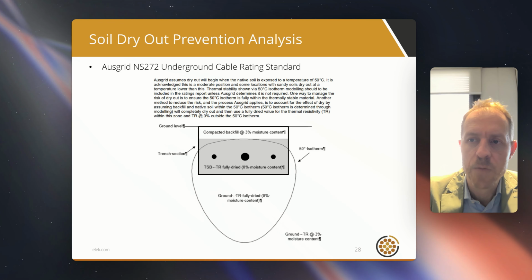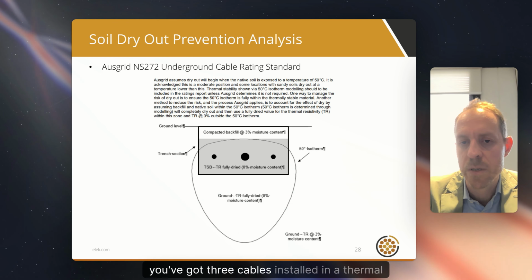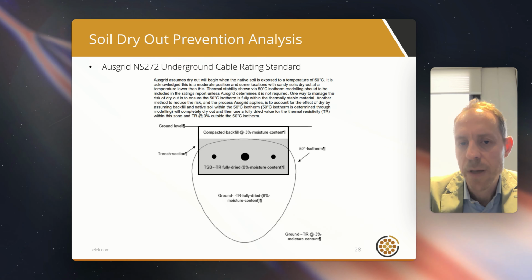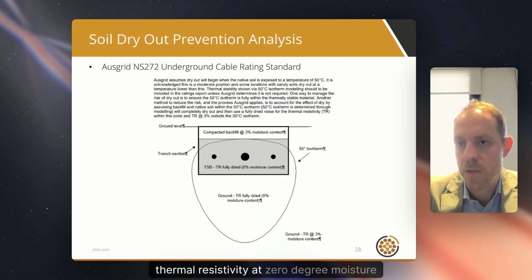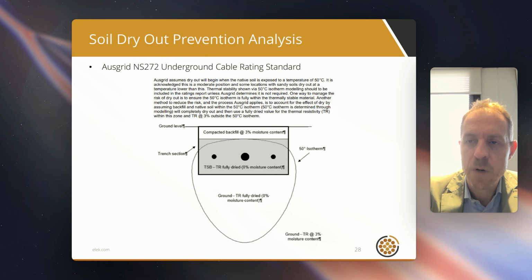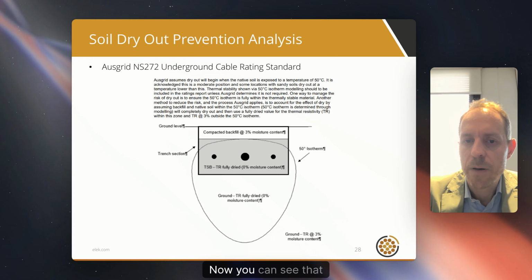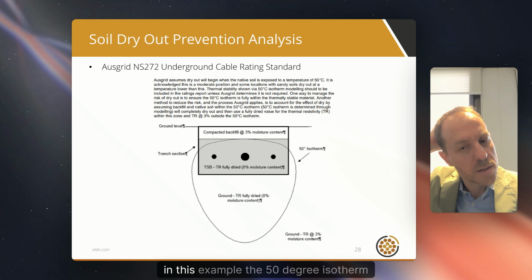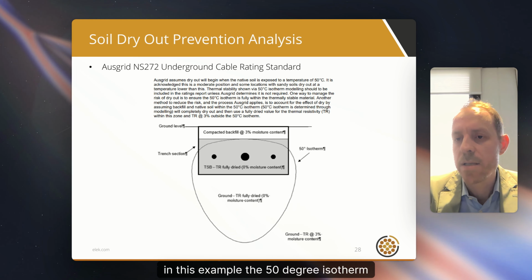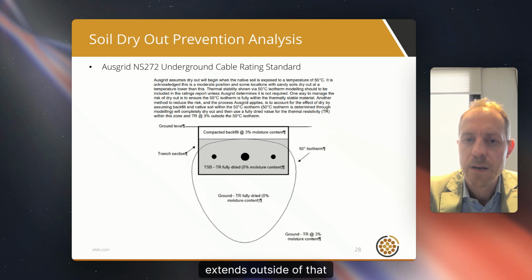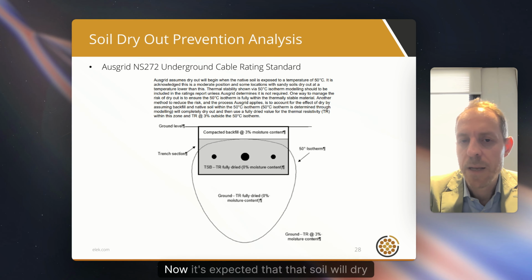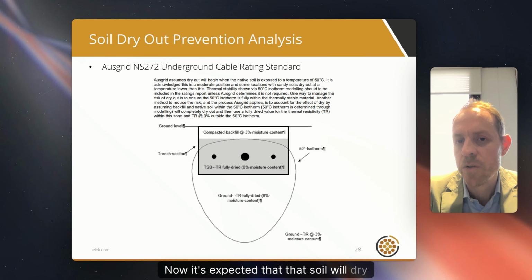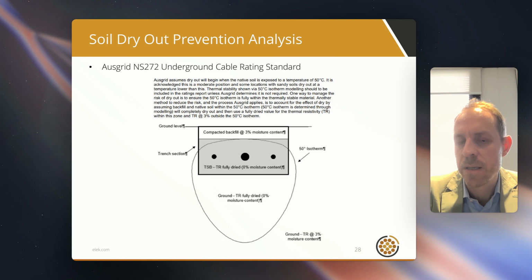So here in the diagram, you've got a cross-section of a trench. You've got 3 cables installed in a thermal backfill that has a good dry thermal resistivity at 0-degree moisture content. It's reliable, it's stable. Now, you can see that in this example, the 50-degree isotherm extends outside of that backfill into the moist or native soil. Now, it's expected that that soil will dry, and the thermal resistivity of that soil will increase significantly.